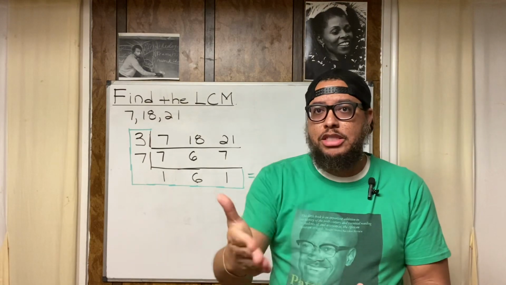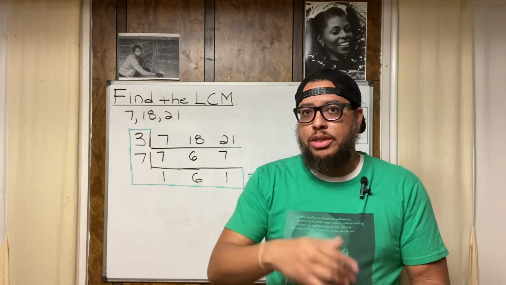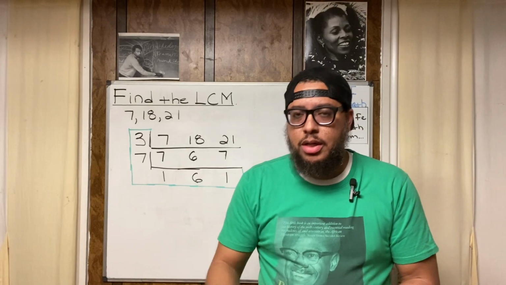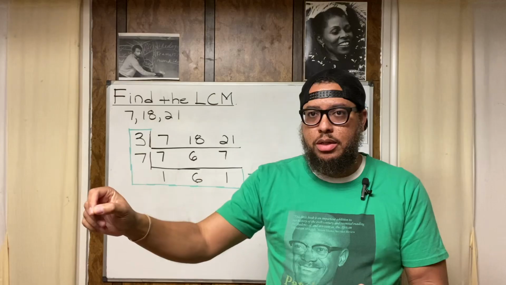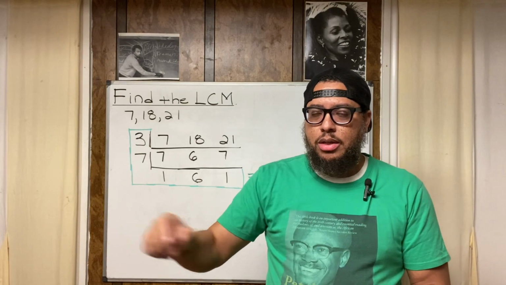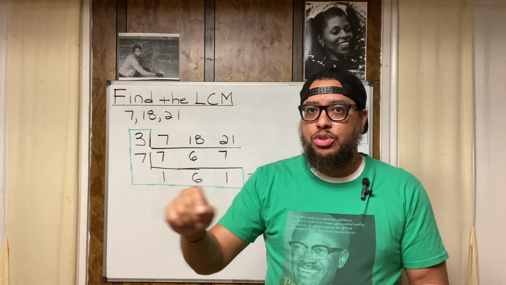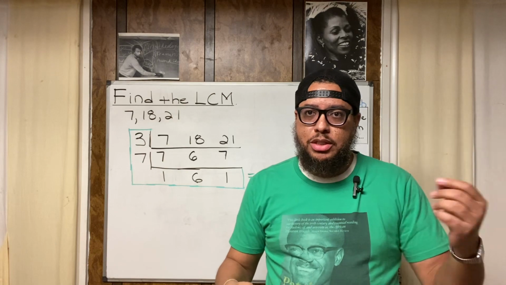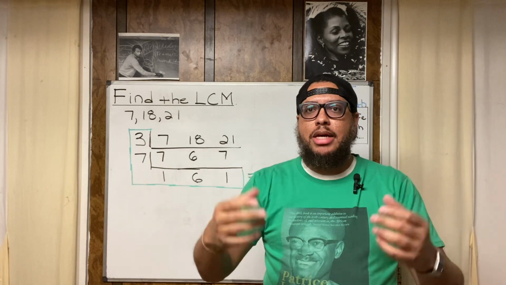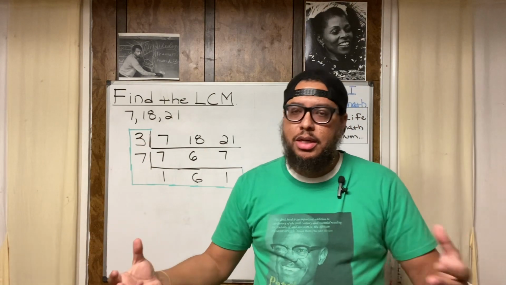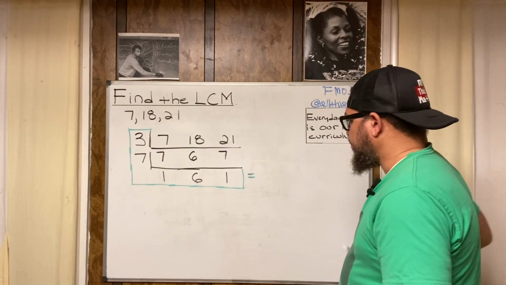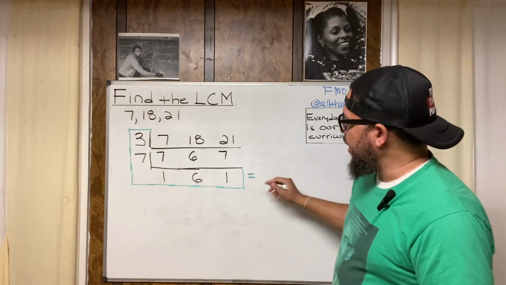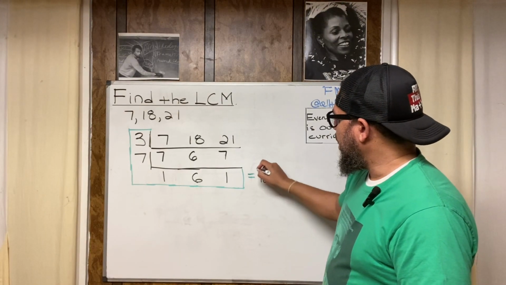If you know your multiplication facts, which you should, you know that 2 times 6 is 12. So you just attach a 0 to 12, which is 120. And then you do 1 times 6, which is 6. You add the 2 products together. 120 plus 6 gives you 126. All right, so then that is your LCM.